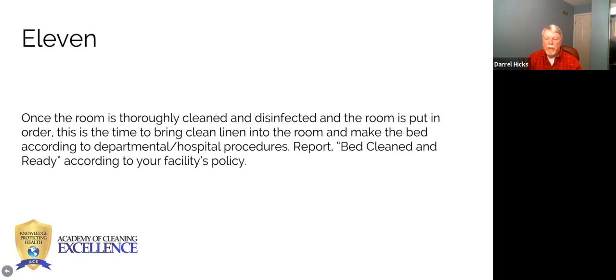Once the room is thoroughly clean and disinfected, that's the time to bring in the clean linen, make the bed, and make sure that everything is arranged the way it should be, the furniture is the way it should be, and it's ready for the next patient. Report that bed as being cleaned and ready for the admitting department so that they can admit the next patient that's been waiting in the emergency room for 2 hours for that bed.